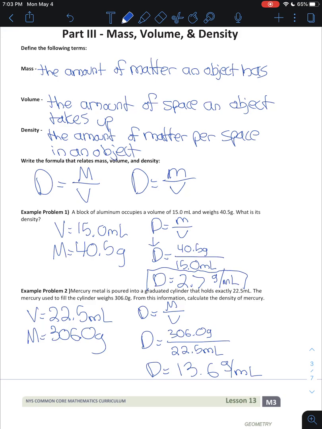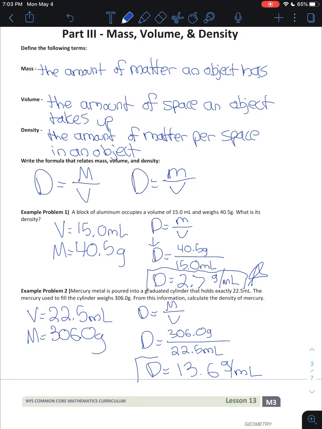And so this object here in example 2 is more dense than the one from example 1. It's 13.6 grams per milliliter. So it's like 13.6 grams per space, versus only 2.7 grams per space.